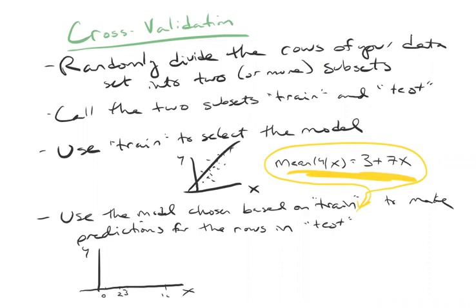So if I'm thinking about 0, okay, 3 plus 7 times 0, hey, that's 3, and I've got a number. Stick the 2 in next, because maybe that's the x value for the second row of test. Okay, 3 plus 7 times 2, 7 times 2 is 14, that's 17. Maybe it looks like this, whatever it is. I'm going to get a bunch of predictions.